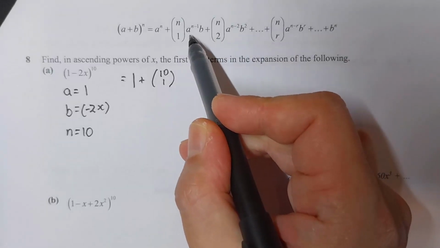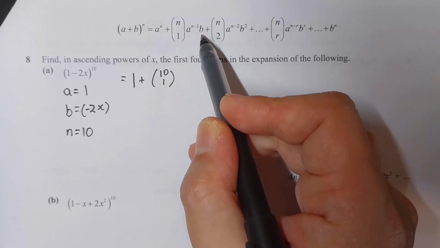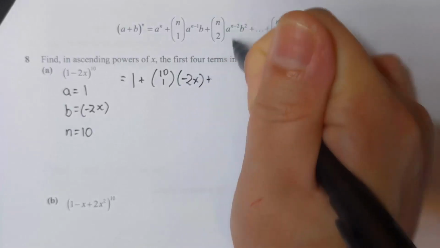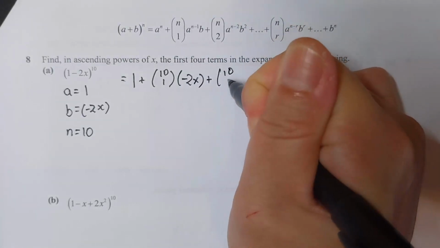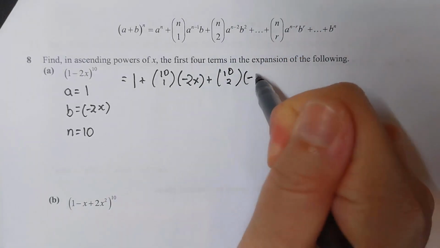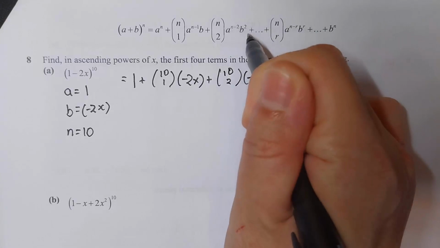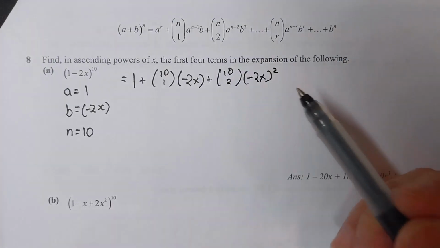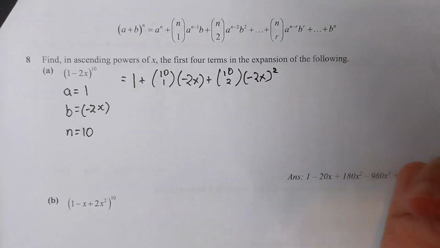So all this will become 1 here. And then we will have b, which is negative 2x. Followed by 10 choose 2, negative 2x squared. Now we ignore the a because a is just the value of 1. So anything multiplied by 1, you can just simply ignore it.